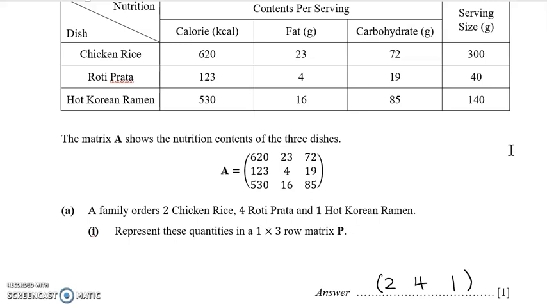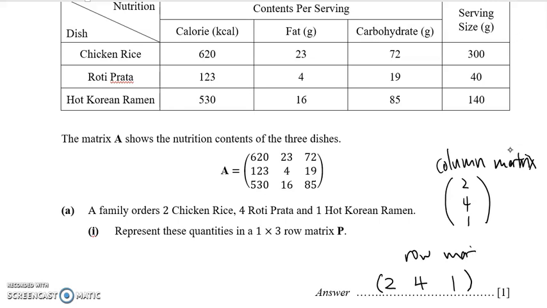Now, if they do ask for a column matrix, then it would look different. So this is if it's a column matrix. This is a row matrix. Let's go on to part 2.